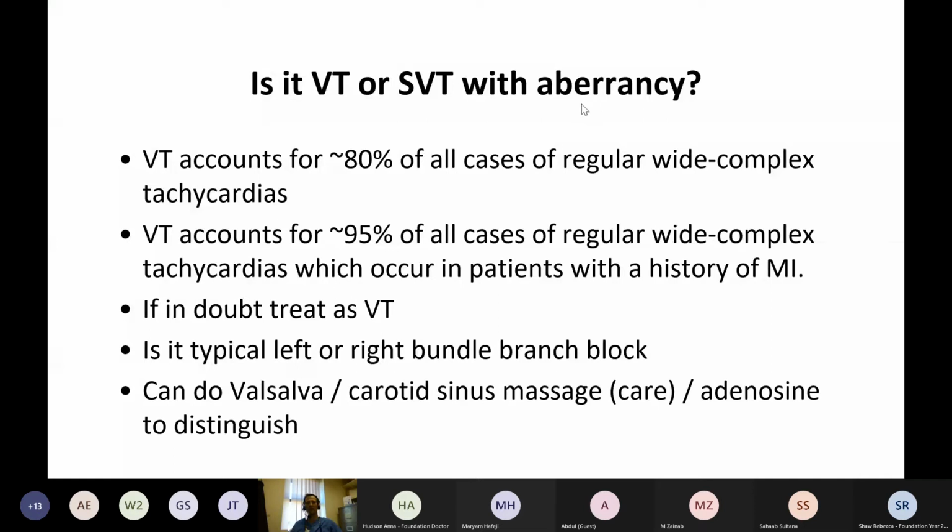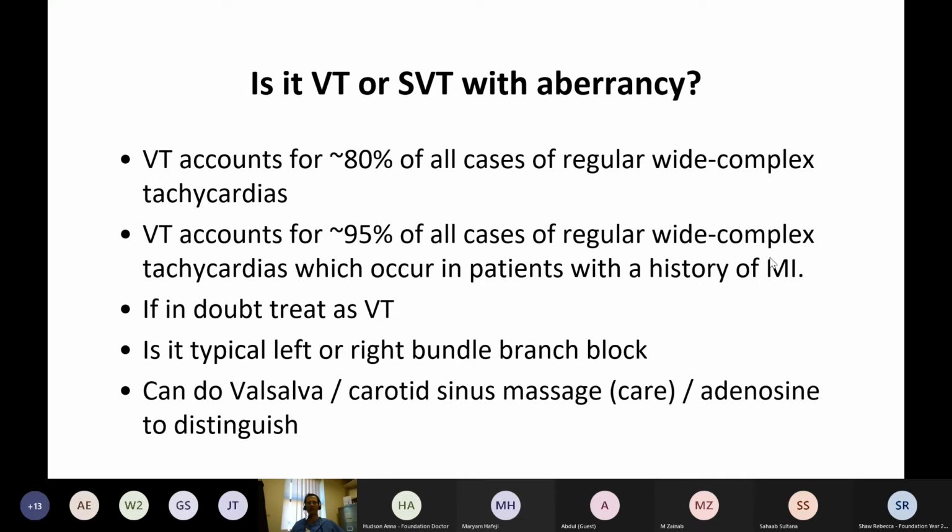So just as when you have left bundle branch block, you can have sinus rhythm with left bundle branch block, you could have a sinus tachycardia with bundle branch block. So aberrancy is what we use to refer to that. But bear in mind that the vast majority of broad complex tachycardias are due to VT. So if you see a broad complex tachycardia, you should be wary of diagnosing an SVT with aberrancy, because if you get it wrong, that's serious. If you just give a bit of beta blocker and go back to whatever else you were doing, then things can go badly wrong.